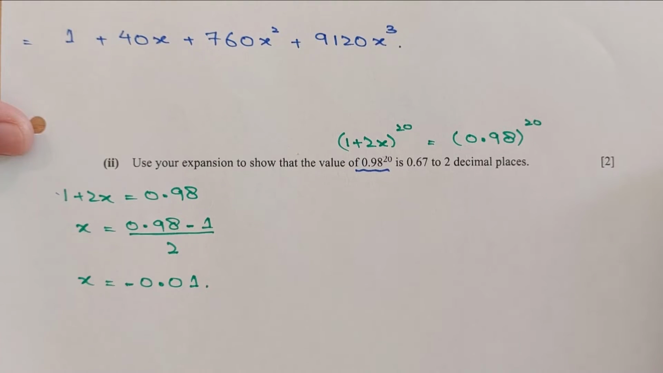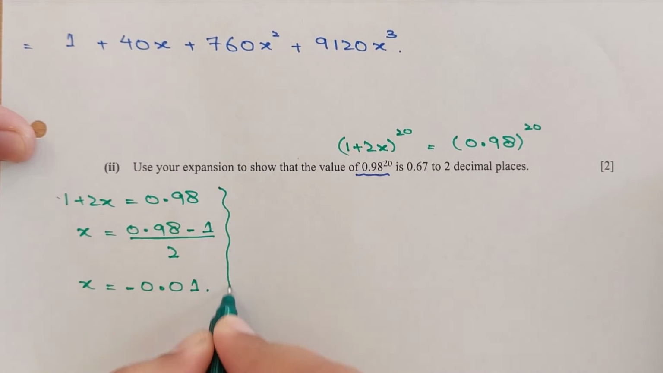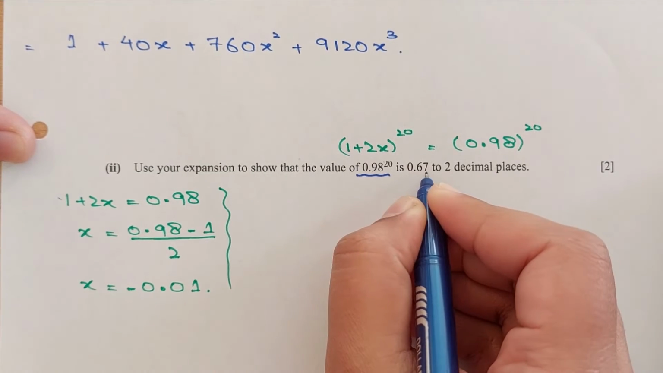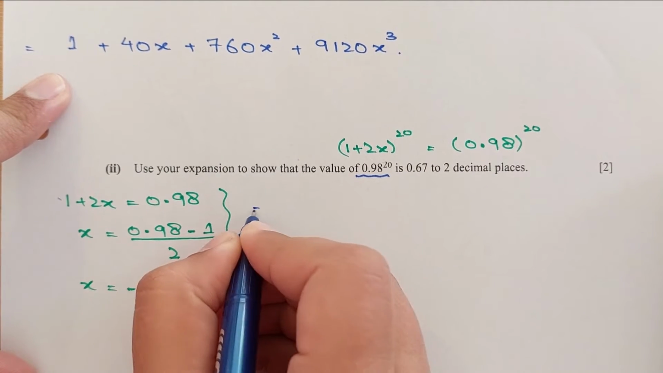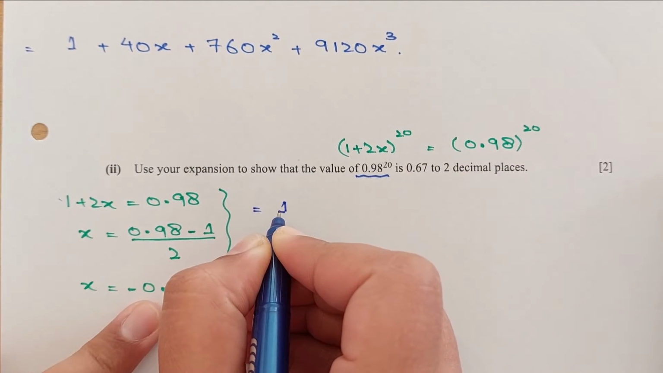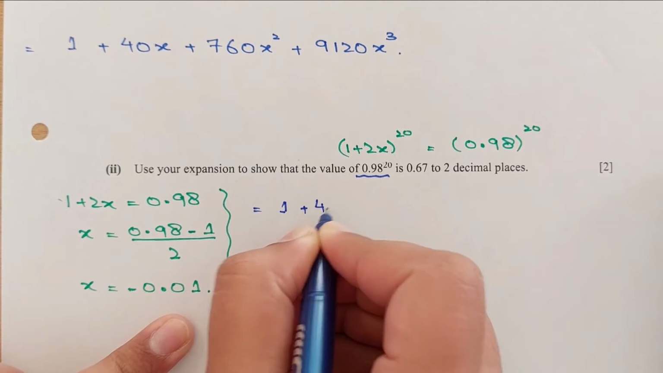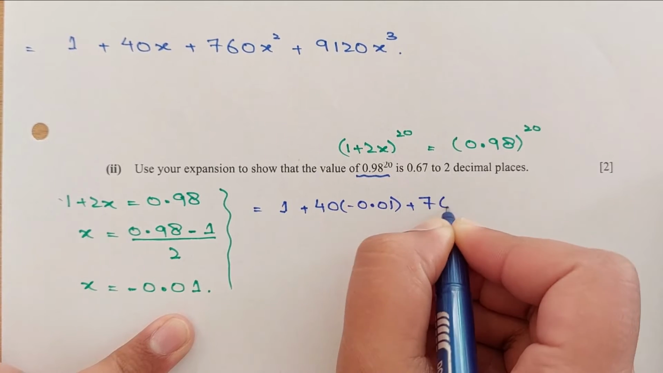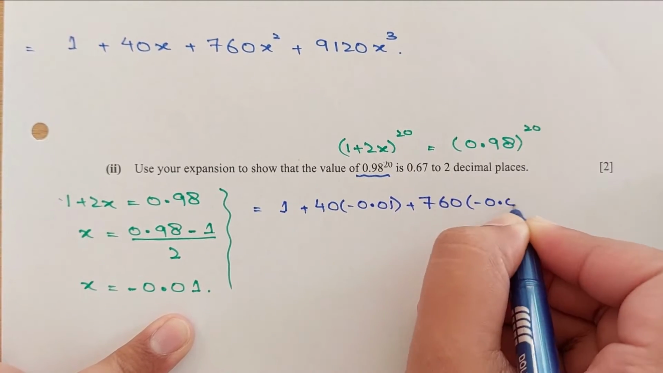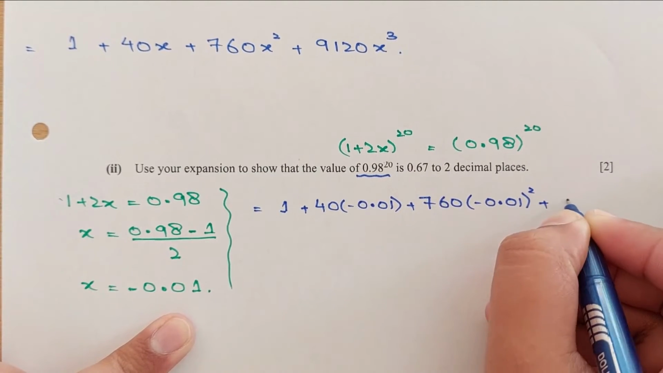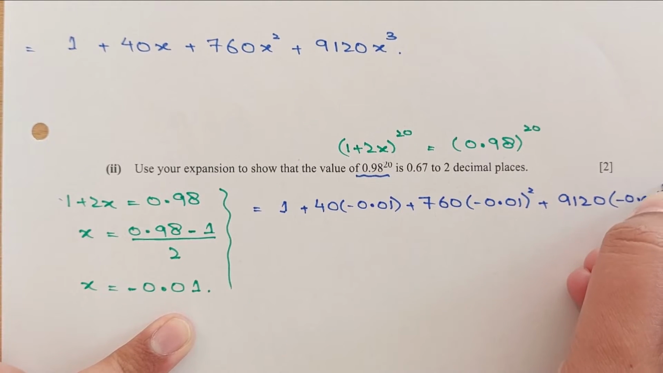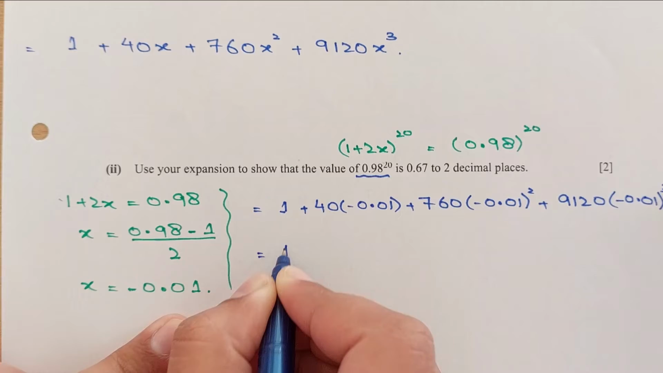Okay. Now let me use my expansion to show that this expression is 0. Just put x equals negative 0.01. So 1 plus 40 times negative 0.01 plus 760 times negative 0.01 squared plus 9120 times negative 0.01 whole cubed, right?